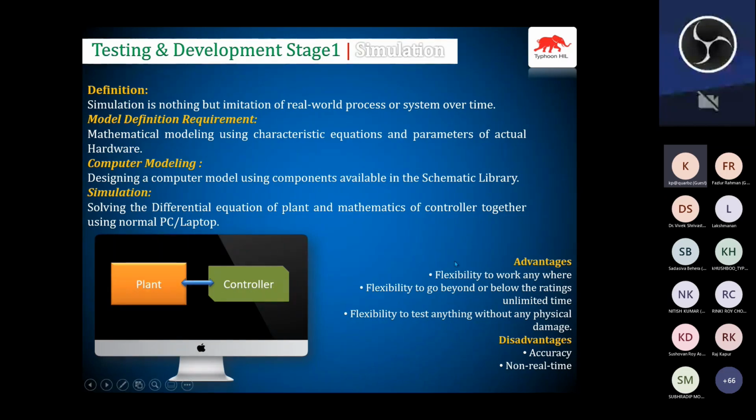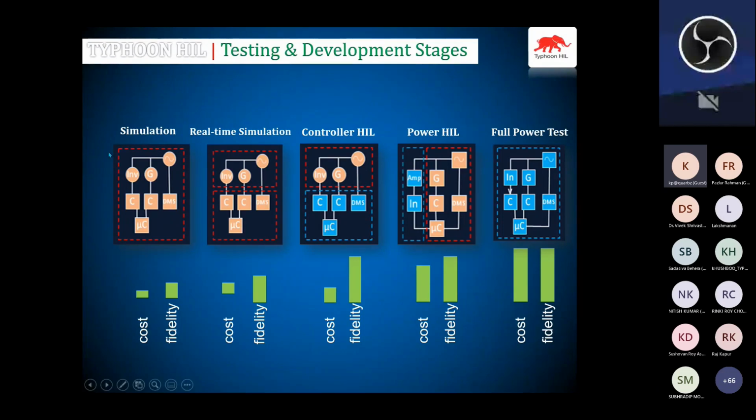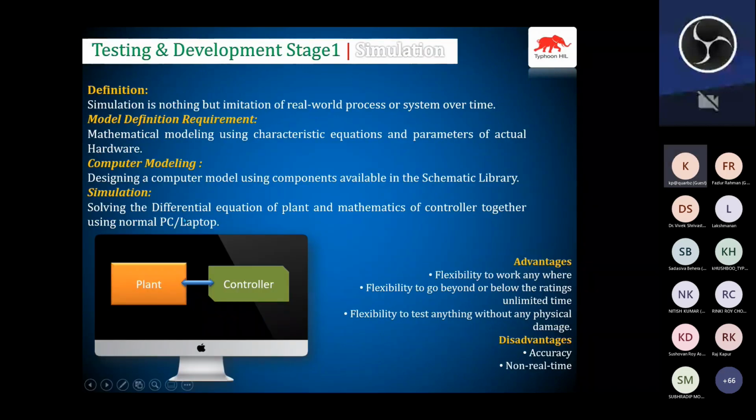Then, as we draw a schematic diagram on paper, similarly we have to draw the design using components from our schematic library, and the simulation will solve the differential equations of a plant and the mathematics of the controller together using a normal PC or a laptop. That's why it is recognized by the red dotted line. That means here you are using one simulation software and only one PC, and we process the plant and controller in the same environment.